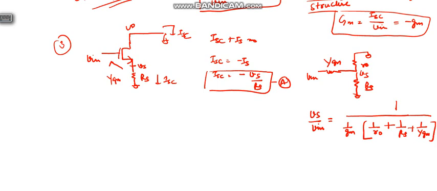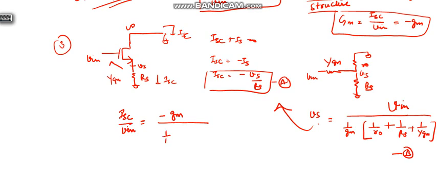So VS is given by this, now we will multiply by V in. So this is equation B. We will put this here. We will get ISC upon V in equals minus Gm divided by 1 by RS plus 1 by RO plus 1 divided by 1 by Gm into RS. So this is Gm for this circuit.